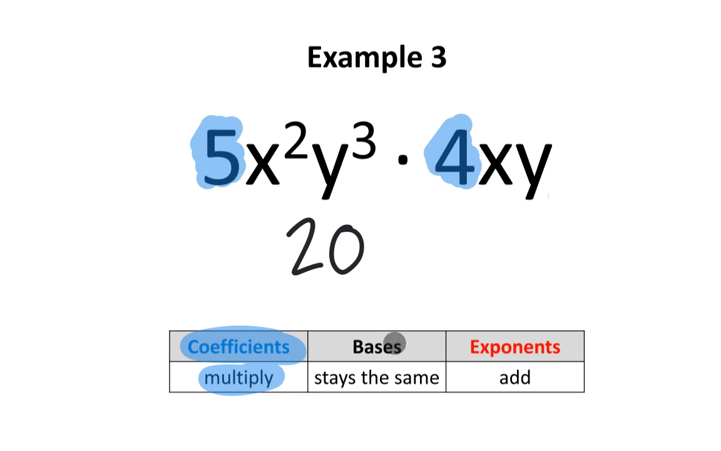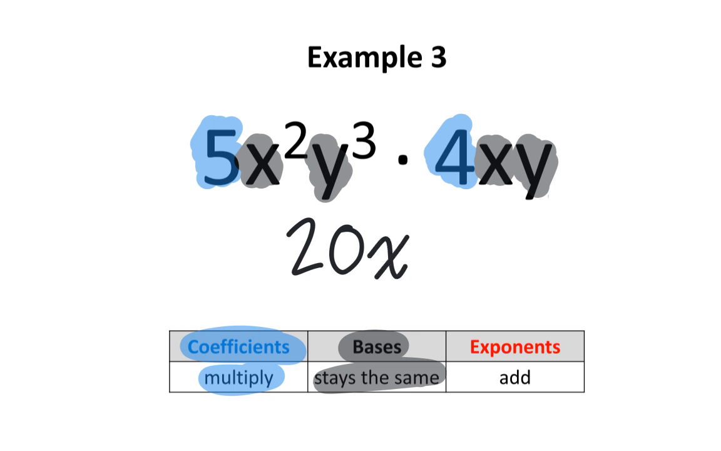Next, we want to take a look at bases. The first term contains two bases, x and y. The second term also contains the same bases of x and y. Bases stay the same. Therefore, the x and y will stay the same.